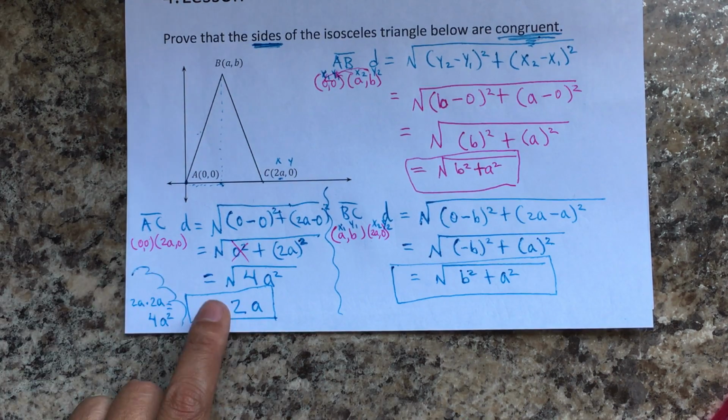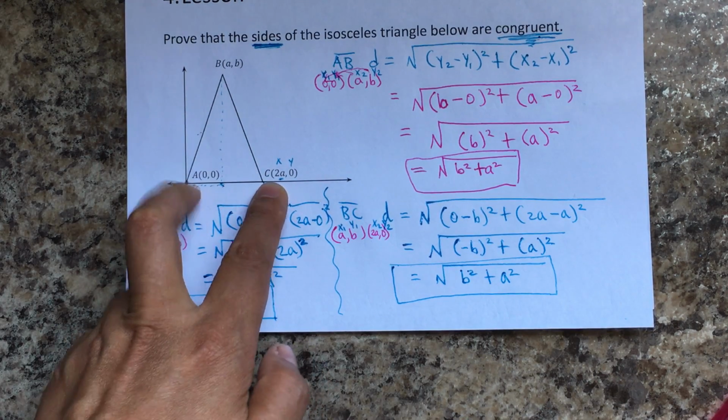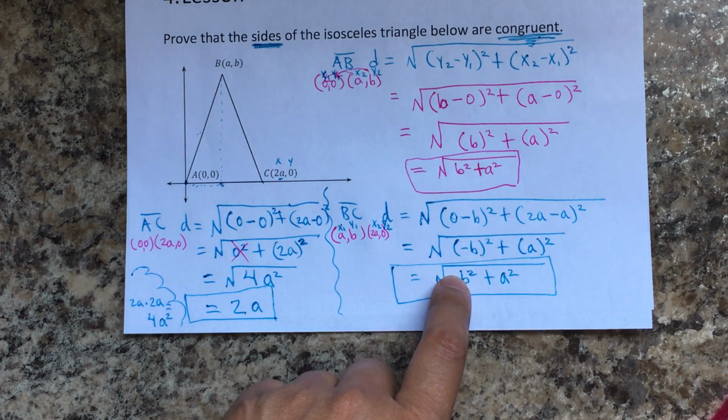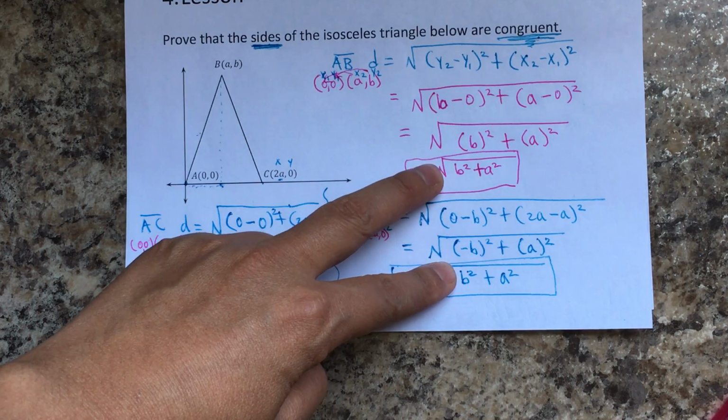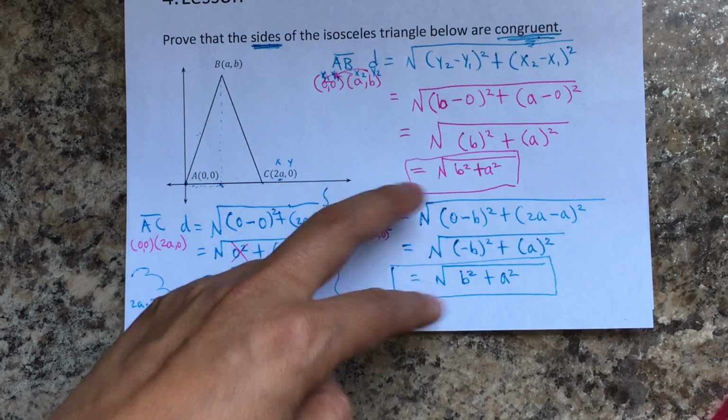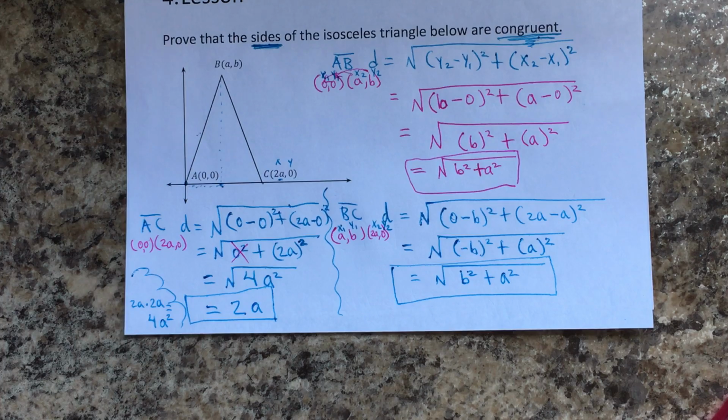So you can notice that the third side is not the same as the first two sides that we did. So in an isosceles triangle, only two sides are congruent, and this is the proof. Okay?